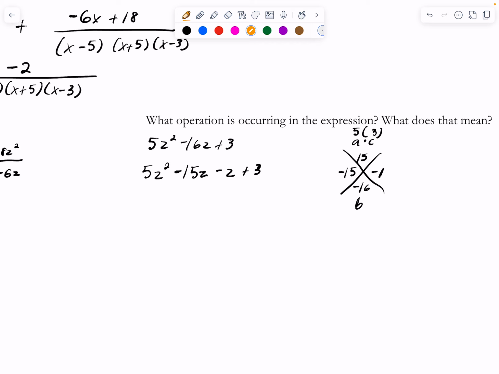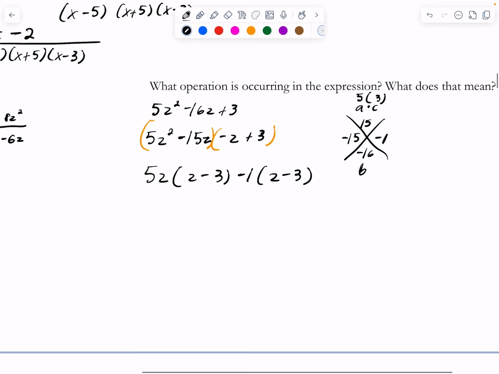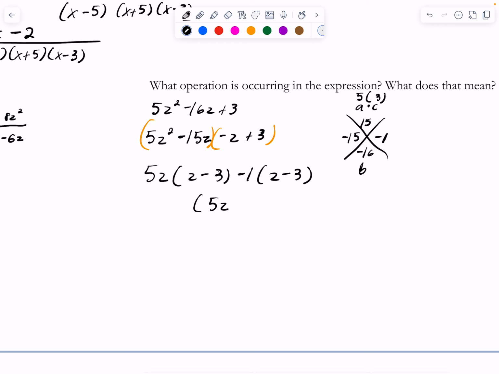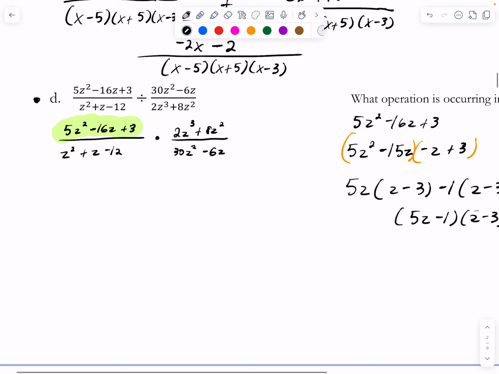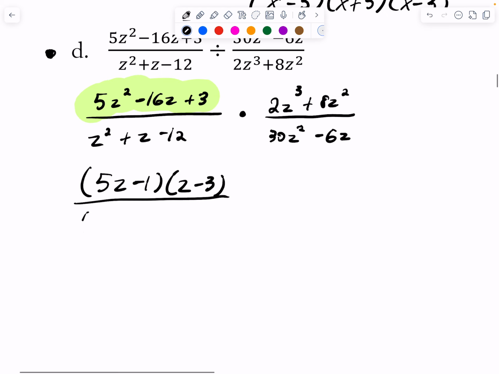And then using my grouping, take out 5z, which will be z minus 3, minus 1 times z minus 3. Yep, that works. So these factors will be 5z minus 1 and z minus 3. All right, so I'm going to use those for my numerator here, 5z minus 1 and z minus 3, all over. This one's a little bit simpler here.